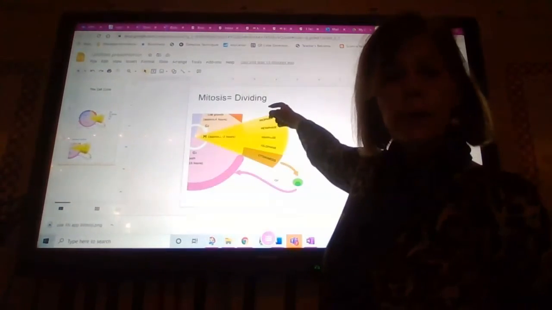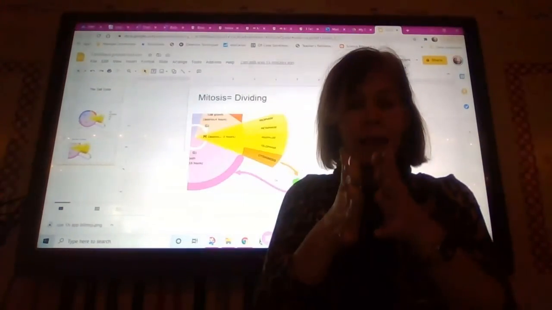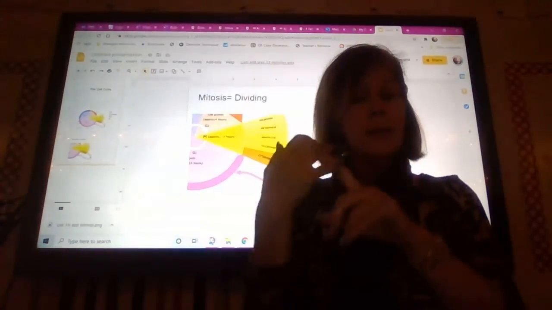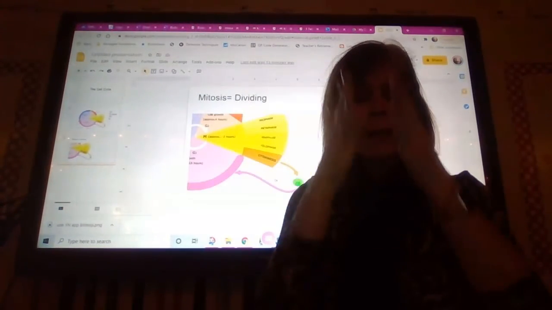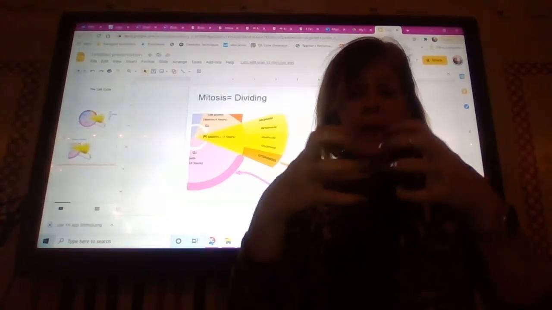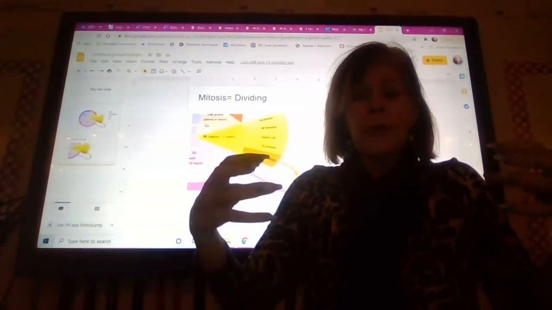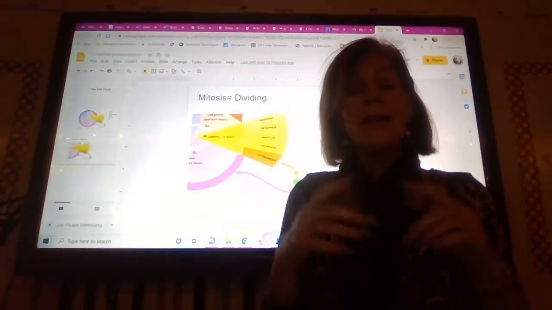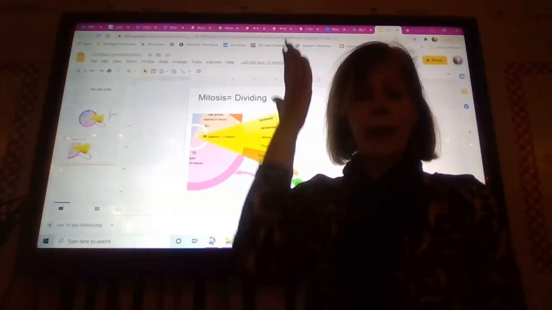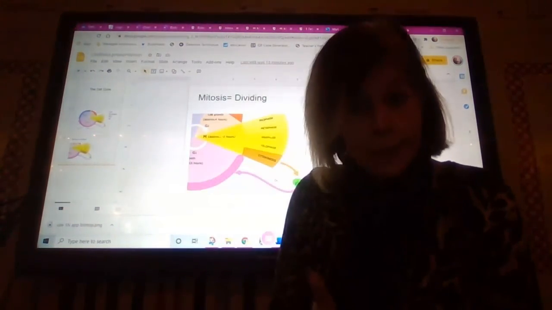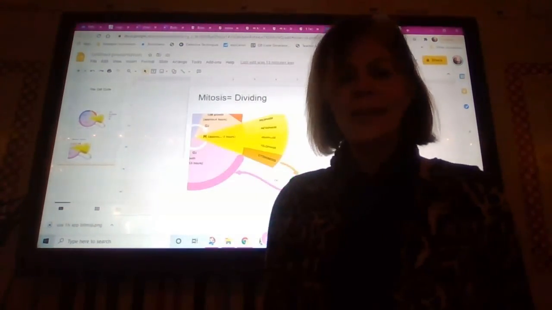So pro, you're getting ready. Meta, they're lined up. They're thick. In prophase, they're thickening and becoming visible. Metaphase, they line up in the center. Anaphase, they pull away on spindle fibers towards the ends. Telophase, two new nucleuses form, and cytokinesis cuts it in half. That is the cell cycle.